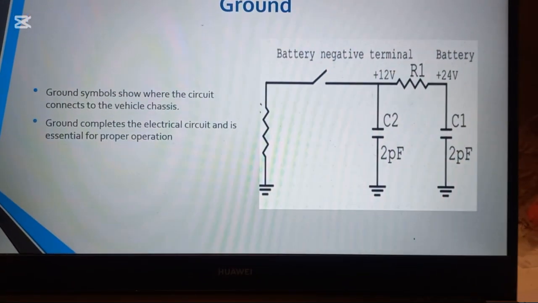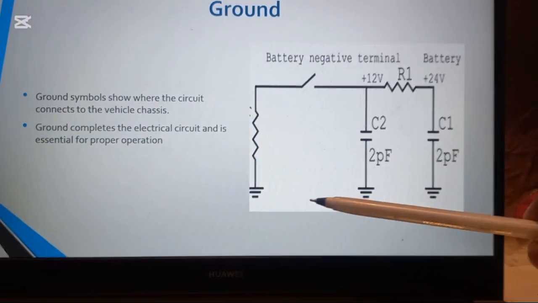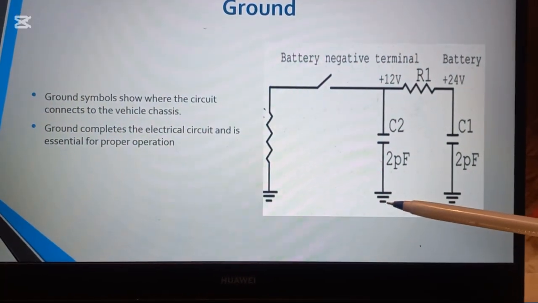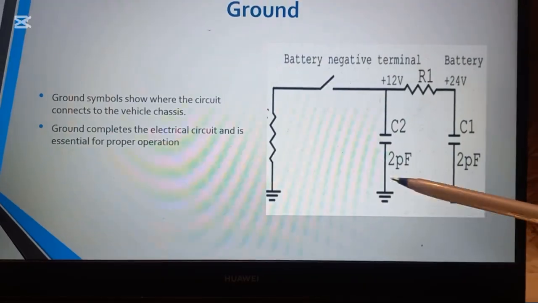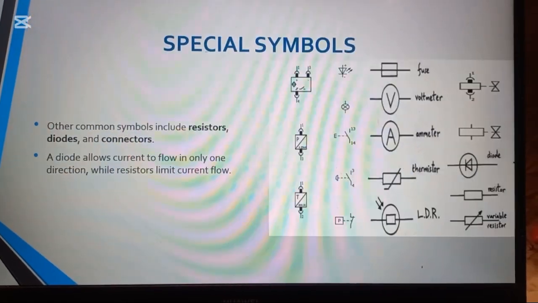We'll cover ground. This is how the ground symbol looks. As you can see, it is a long wire going down, but the lines are getting shorter. This is how ground is represented on the schematics.